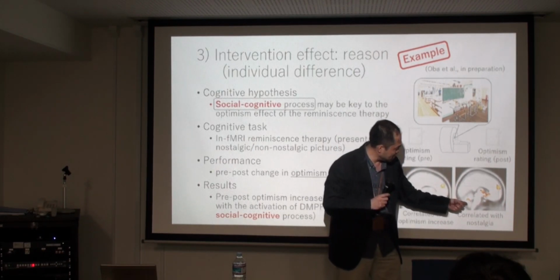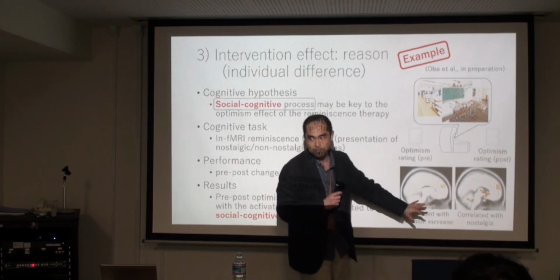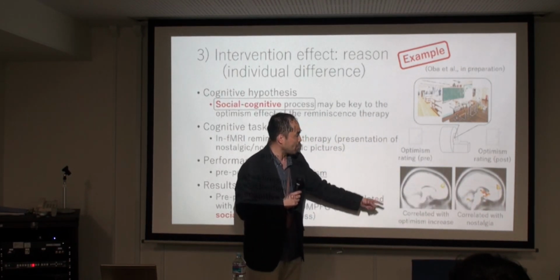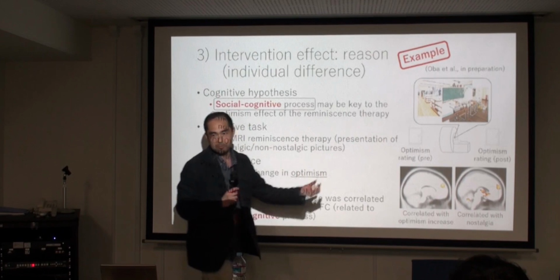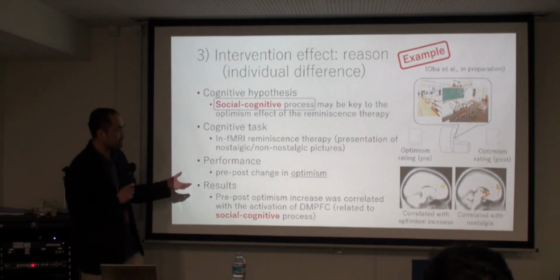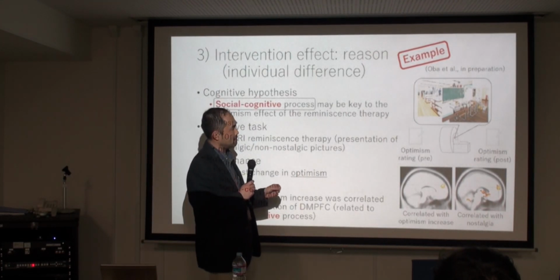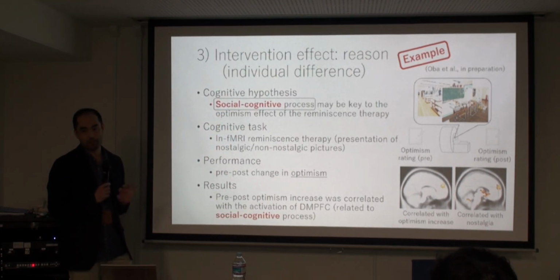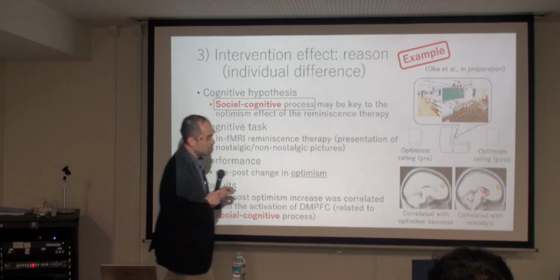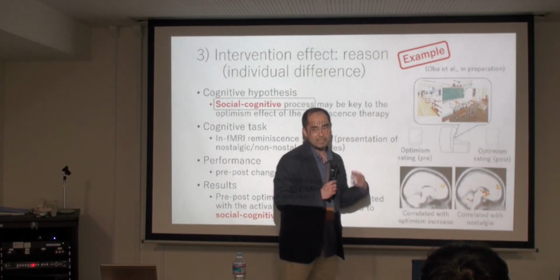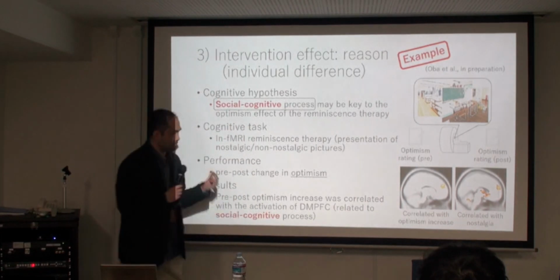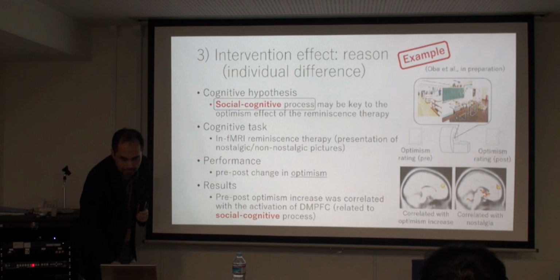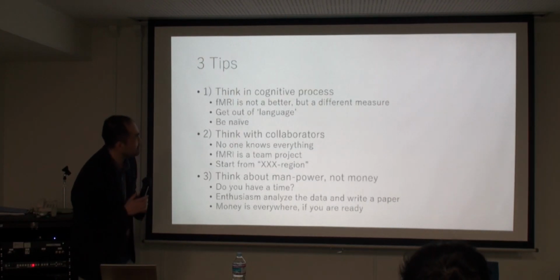nostalgia causes activation of many different parts of the brain, but only one part of that activation was correlated with the optimism change. So this kind of approach seems to be useful for many different types of intervention to identify which component of the intervention is really meaningful for the improvement of something. So yeah, basically that's it.